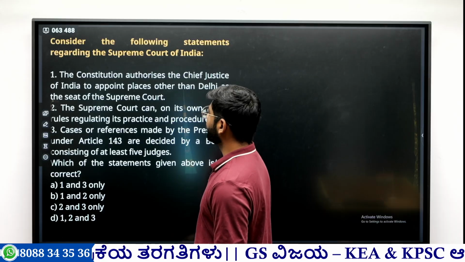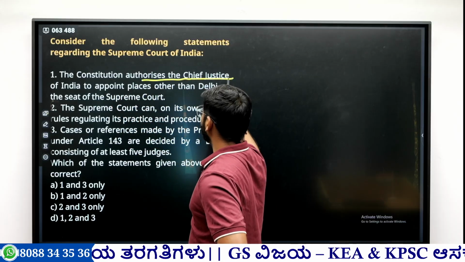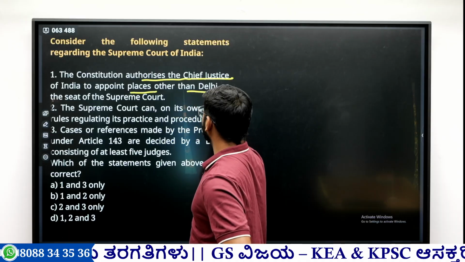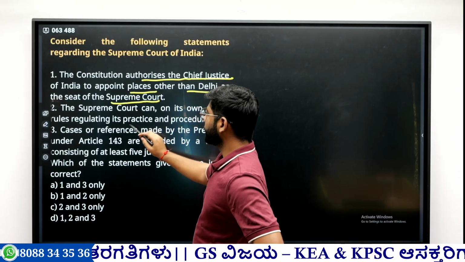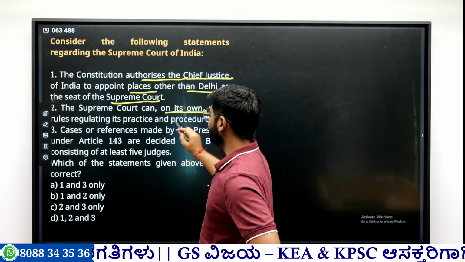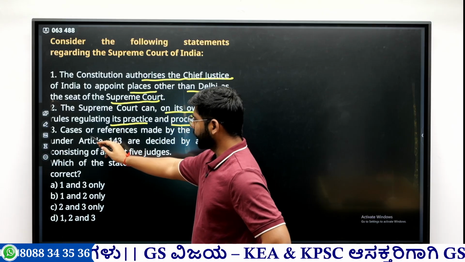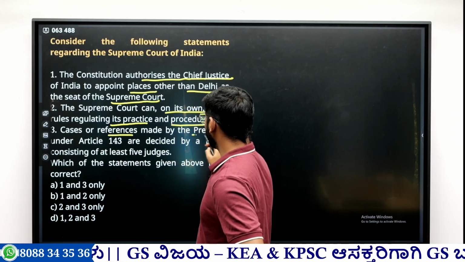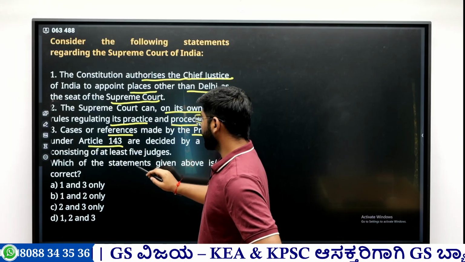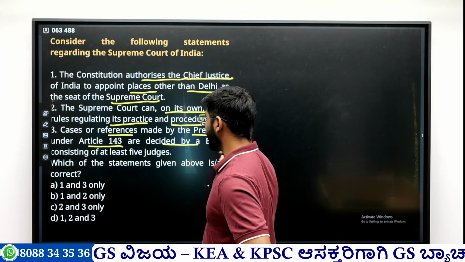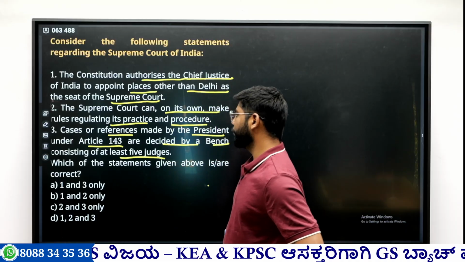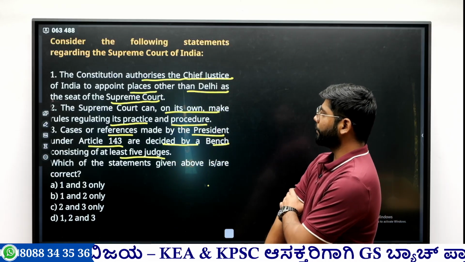Regarding Supreme Court. Okay, the Constitution authorized the Chief Justice of India to appoint places other than Delhi as the seat of Supreme Court. Then Supreme Court can on its own make rules regulating practice and procedure. The third one, the cases or reference made by the President under Article 143 are decided by the bench consisting of at least 5 judges. Now see the 3 statements.